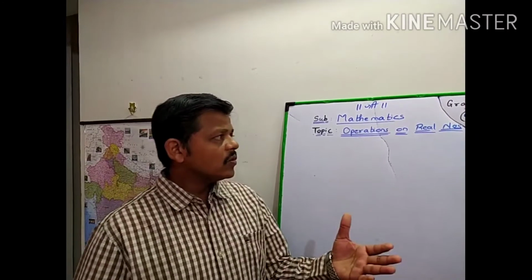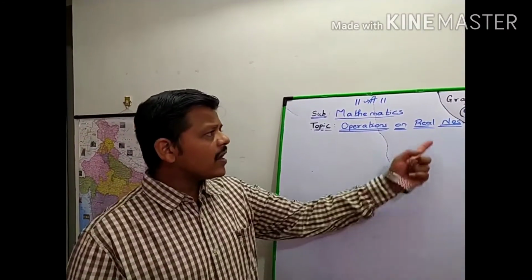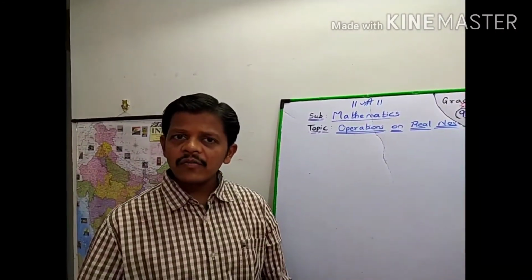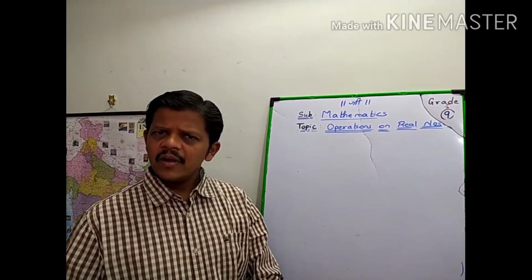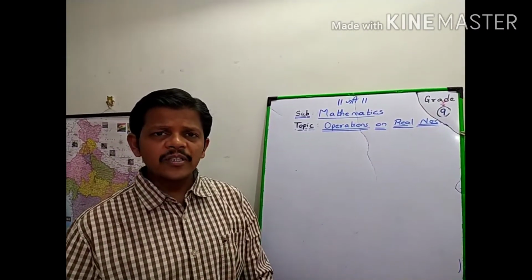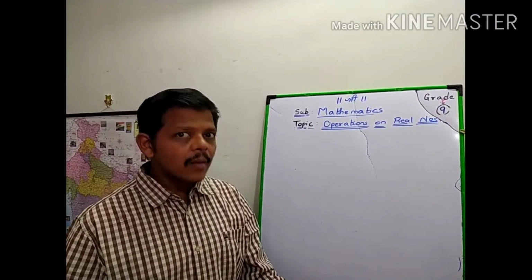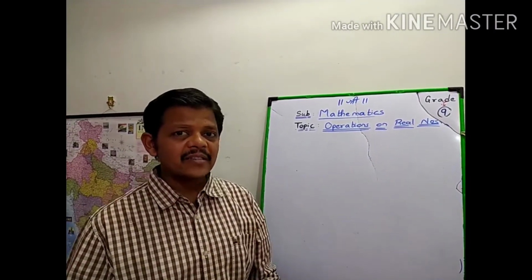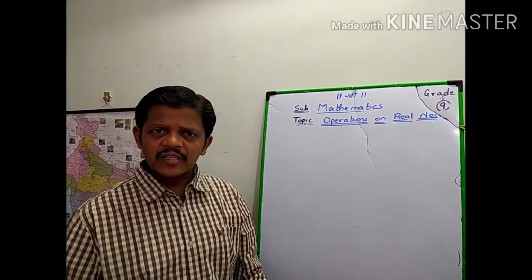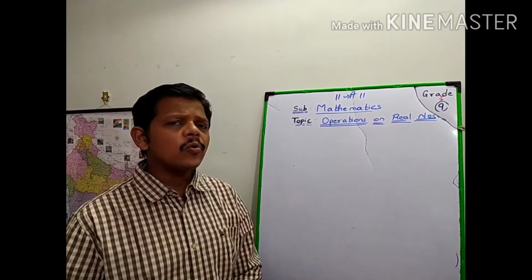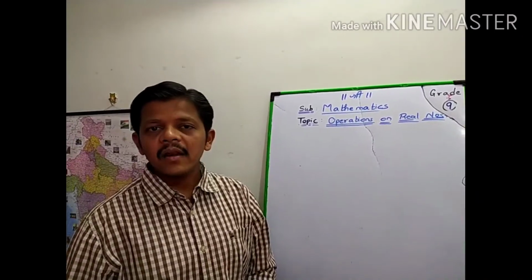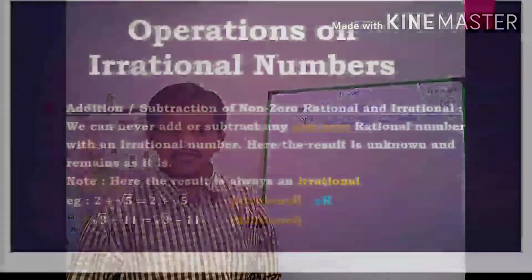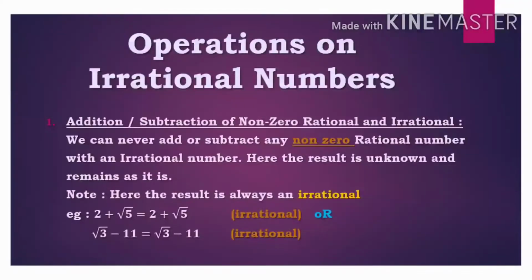Now, the very first thing that we are going to start, real numbers. We know real numbers are of two types, rational numbers and irrational numbers. You already know the operations of rational numbers: addition, subtraction, multiplication, division, right? Now what we are going to do? We are going to combine rational and irrational and see what happens. So right now on your screen, you can see the first thing we are going to learn is addition.